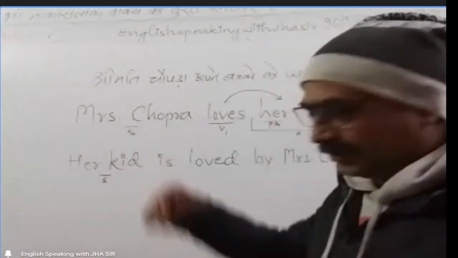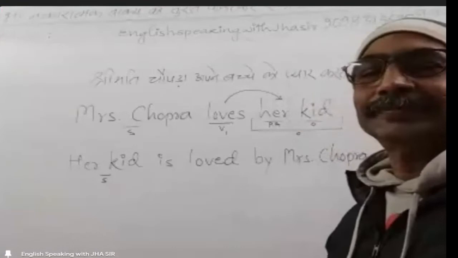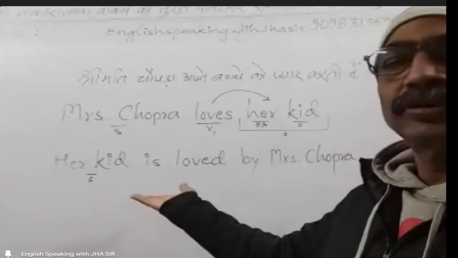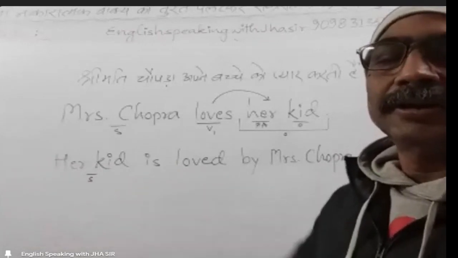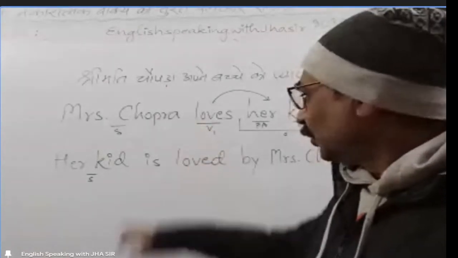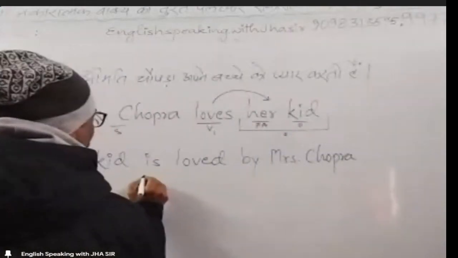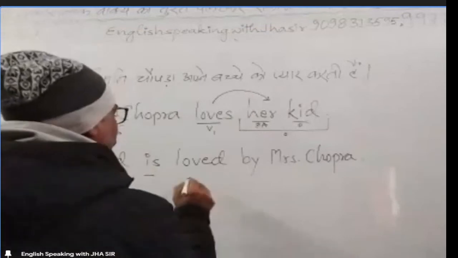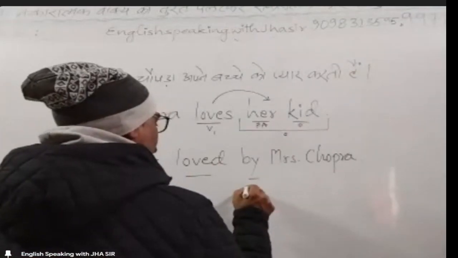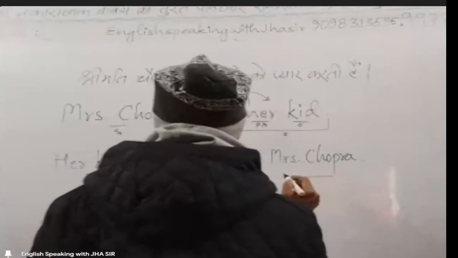Poonam, tell me what is the subject in this sentence? Sir, in the upper one or the lower one? Okay, lower one. Sir, in the lower one, her kid is the subject. Her kid is the subject, right? What is is, Poonam? Sir, according to the rule, is is the form of be. Okay. What is loved? Loved is the third form of the main verb. What is by? Sir, by is the preposition. What is Mrs. Chopra in this sentence? In this sentence, Mrs. Chopra is the object.